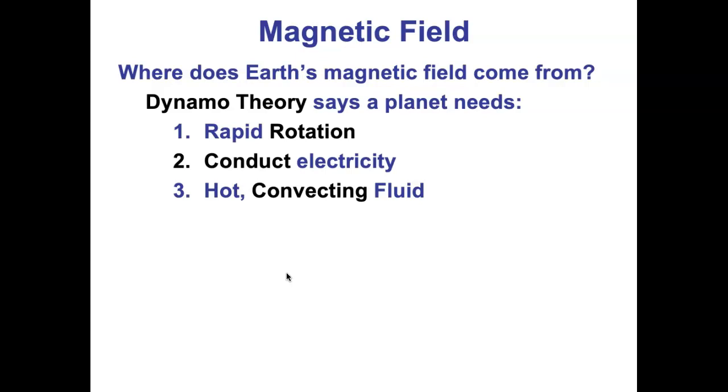The planet needs to be rapidly rotating. It's got to be spinning fast. The inside of the planet needs to be able to conduct electricity. Why? Well, remember when we were talking about light and how light is made of electric and magnetic fields? That's because electricity and magnetism go together. They're the same phenomenon. Any magnetic field in the universe is created by flowing electricity, by the movement of electric charges. And so if a planet is going to make a magnetic field, it needs to be able to carry an electric current.